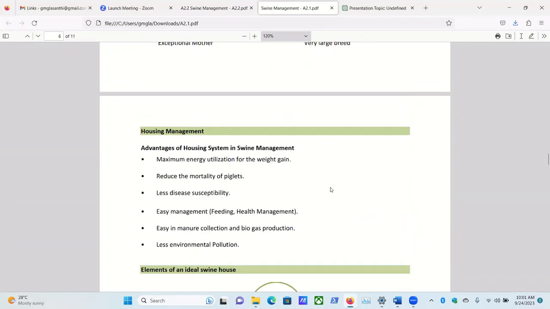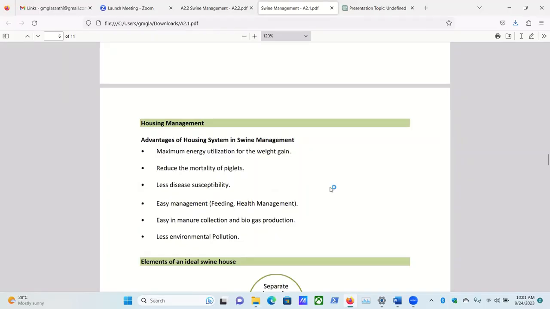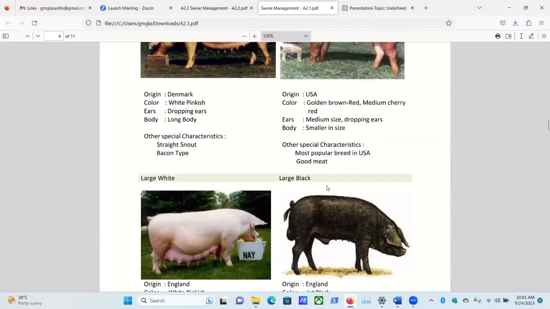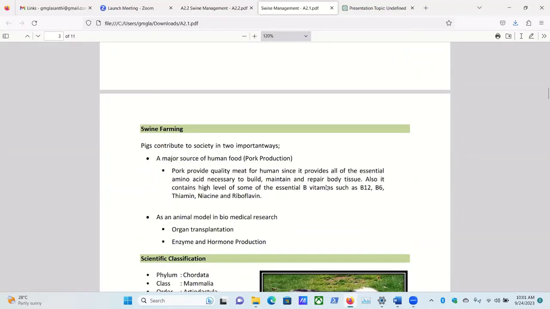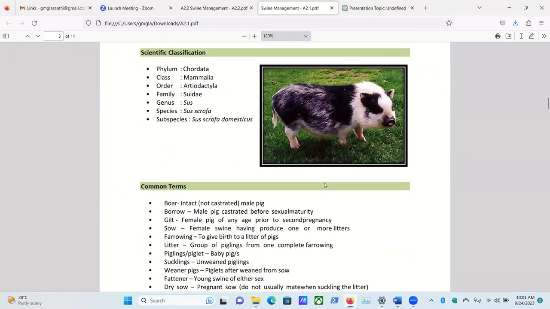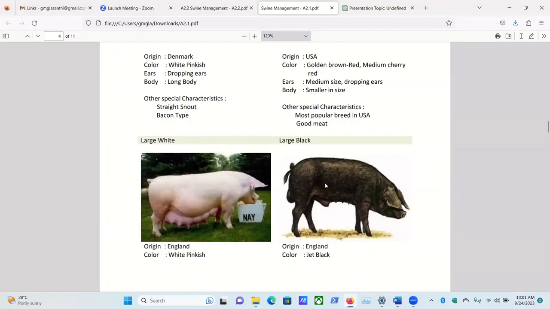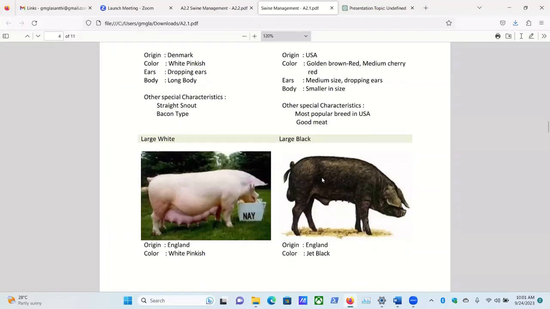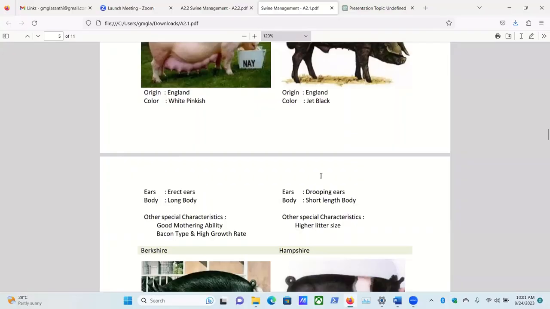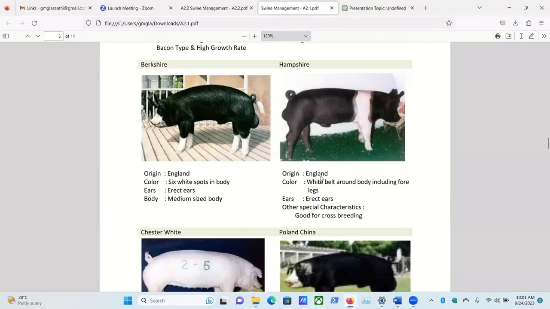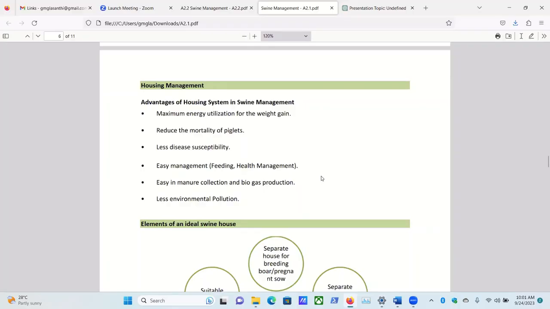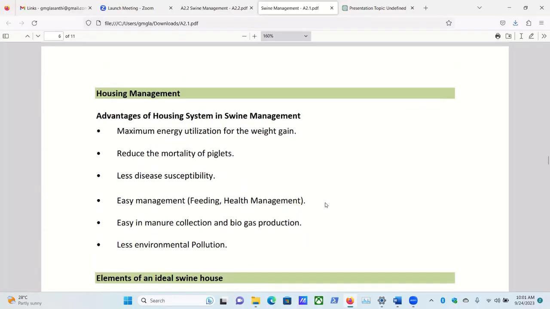So those are the available breeds. And you know now the importance of swine farming, the scientific name, the common terms and the breeds available. Right? So let's move to housing management. If we are going to rear them, we have to provide them a house.